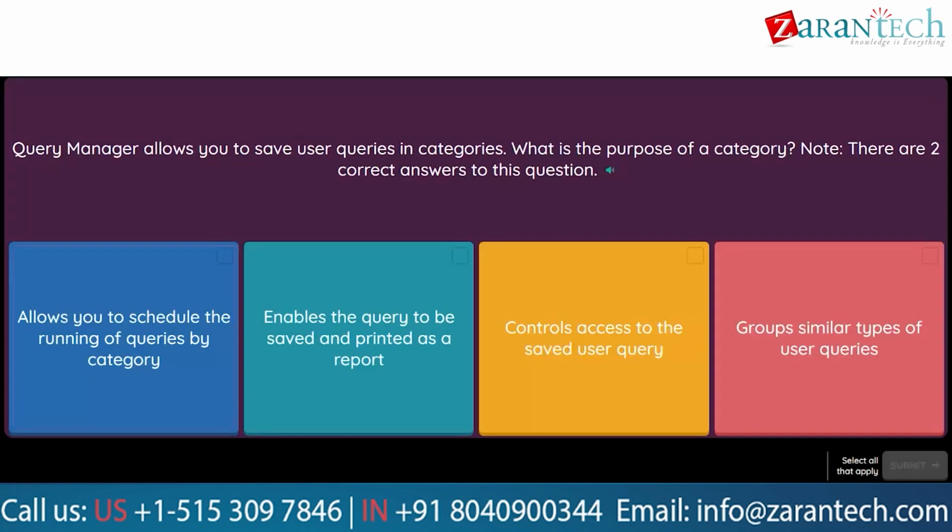Option 1, allows you to schedule the running of queries by category. Option 2, enables the query to be saved and printed as a report. Option 3, controls access to the saved user query. Option 4, groups similar types of user queries.